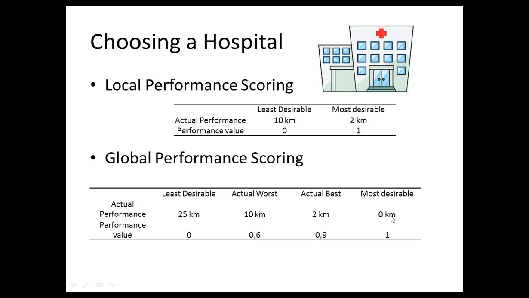You have your most desirable, which is again living on the doorstep of the hospital, and your least desirable, but still the distance you would be willing to travel to your hospital, which is, for instance, 25 kilometers. Of course, you can still travel to hospitals that are further away, but for me, this is the maximum distance I would be willing to travel for a hospital. This least desirable performance level gets a value of 0, and the most desirable one gets a value of 1, and the actual performance scores again calculated based on the previous formulas in the previous slide.